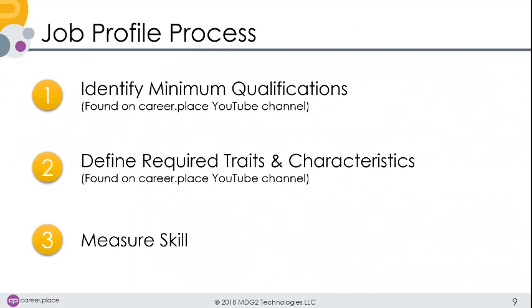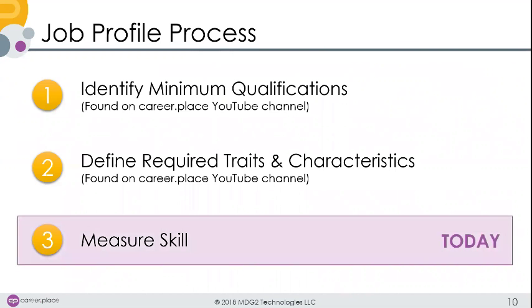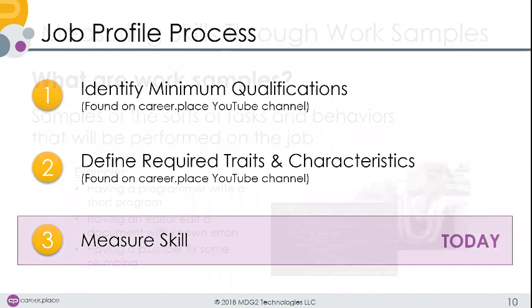Job profiling is the art of breaking down the job into components that distinguish the top performers from those who aren't qualified, and it generally proceeds along three key steps. First is identifying minimum qualifications. Those are the things that are required day one coming into the job. Next is defining the required traits and characteristics that distinguish the top performers from those who will be less successful. The third step is measuring those key job-related skills critical to success on the job, and that's what we're going to be talking about today.